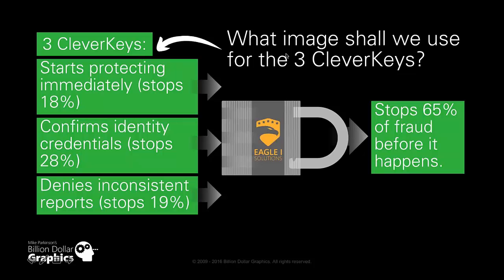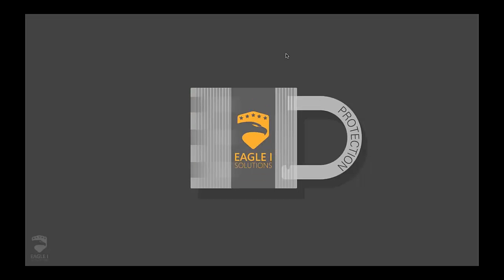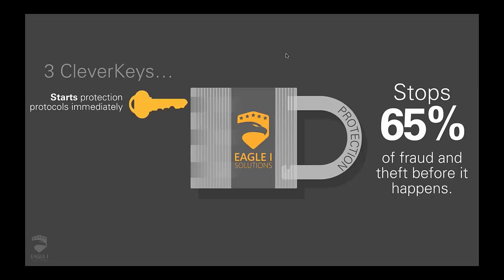Absolutely. So we're going to continue with the metaphor of the lock, and we will use keys. So let's see how all of this works together. We want to stop 65% of fraud and theft before it happens. How do we do that? Well, we do it with something called the 3 clever keys. What are the 3 clever keys?